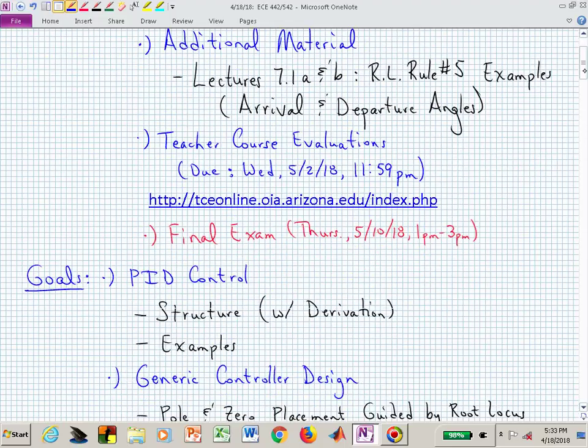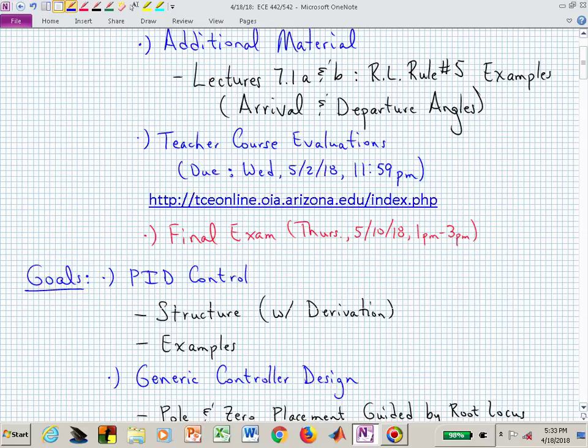Today what I want to do is talk about PID control, where it comes from, how to connect with that, and what it really means in terms of poles and zeros in the z-plane. When you see a PID controller, hopefully now you immediately think about where some of those poles and zeros might be located.